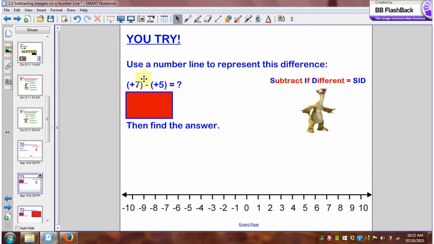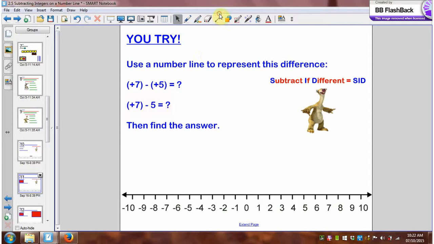Positive 7 minus positive 5. Our first step, look at our signs in between. Here we have a negative and a positive, so we have different signs. We're going to remember subtract if different. So we're going to rewrite it as positive 7 minus 5.